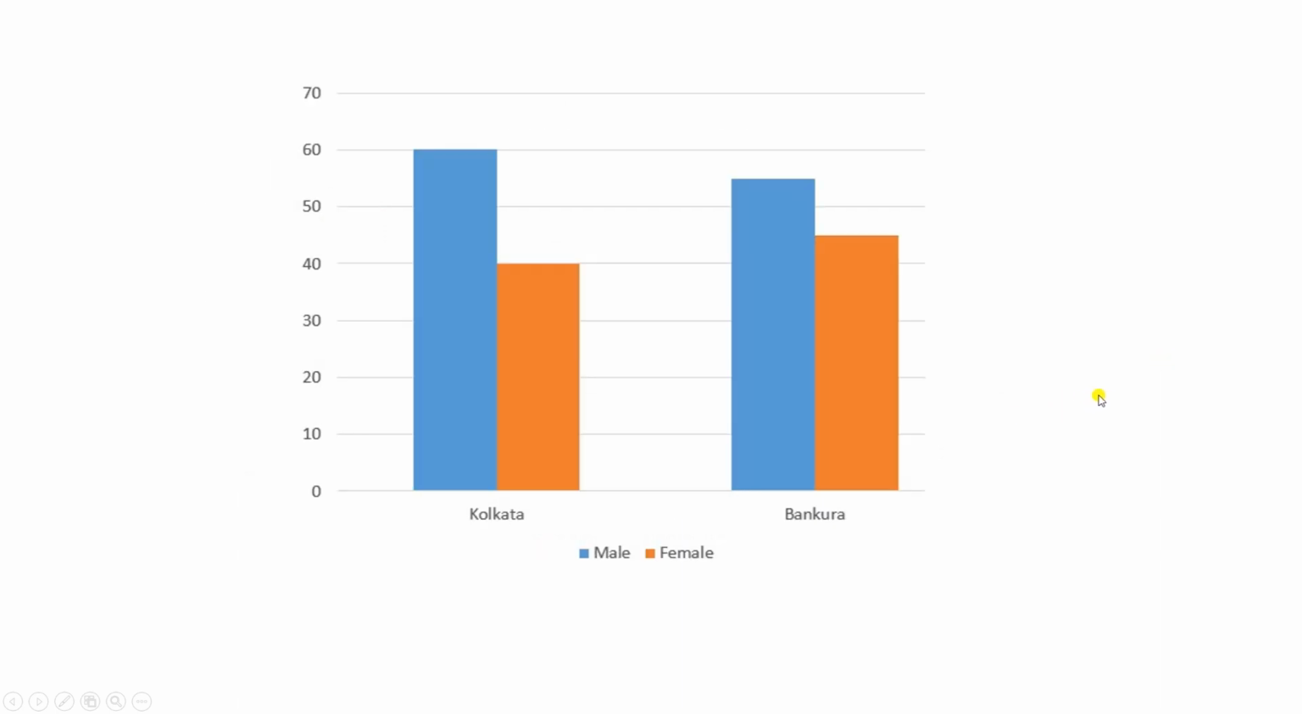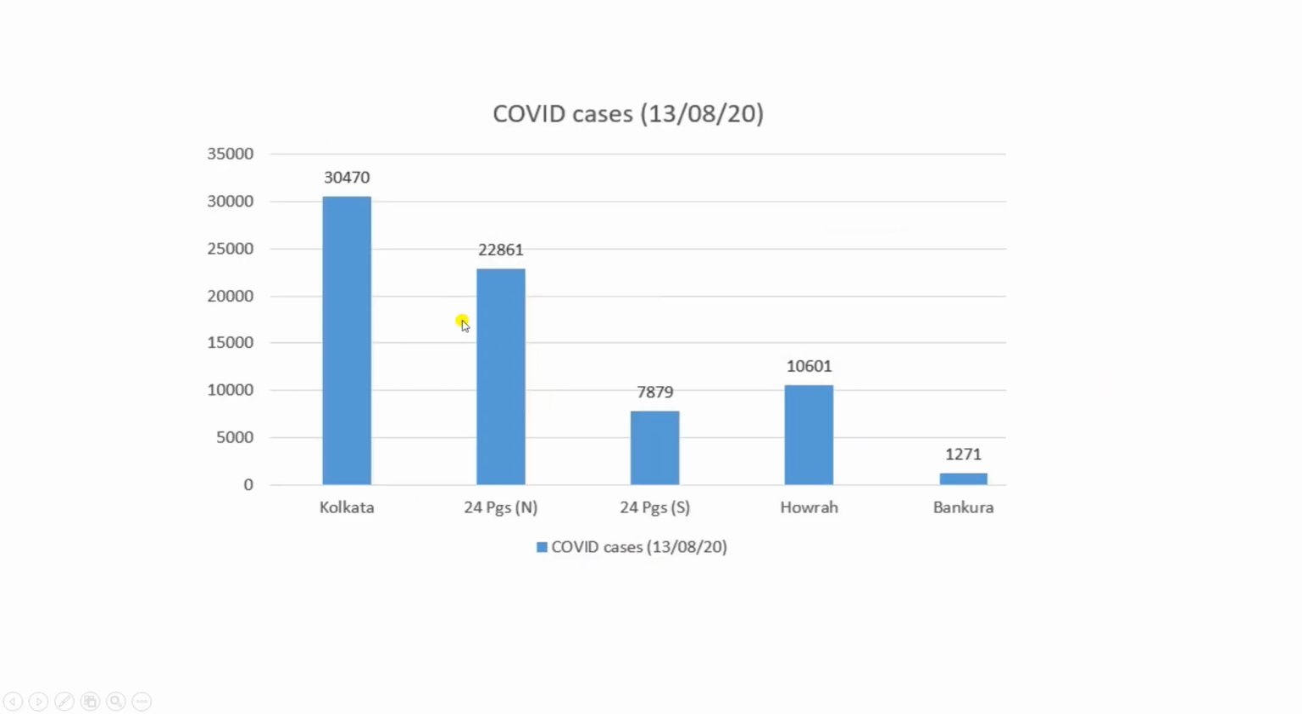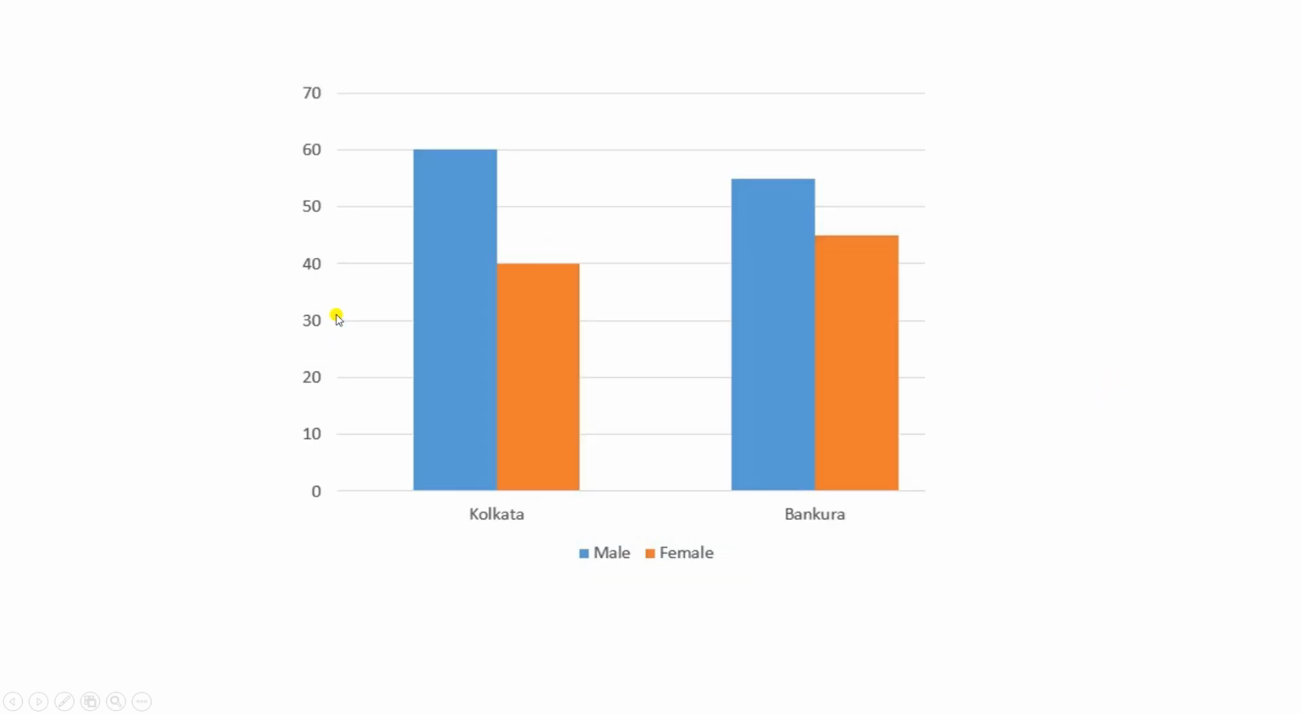This is a multiple bar diagram. So what is the difference? Unlike this, we have two different bars stuck together. So what are they denoting? They are denoting male and female. The blue bars are male, the orange bars are female. And we have shown two different districts, Kolkata and Bankura.